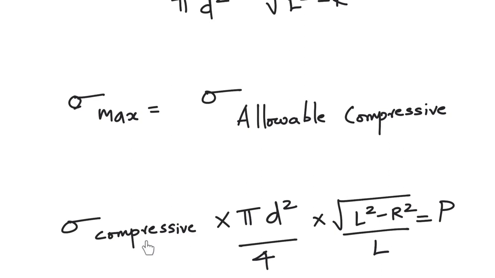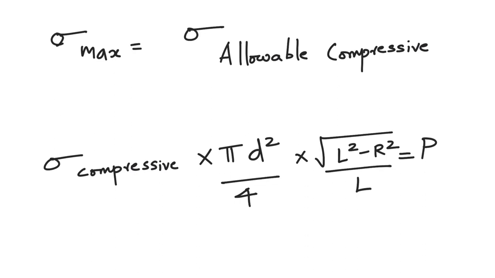In terms of the allowable compressive stress that comes from the material properties of your connecting rod, d square is the diameter of your connecting rod, and capital L is the length of the connecting rod, and capital R denotes the radius of the crank. So in terms of all the known parameters, we can express the maximum force that is allowed, P allowable. So this is the answer.